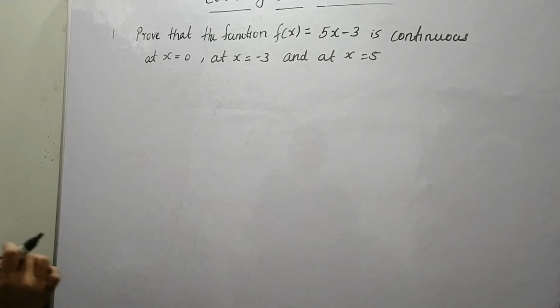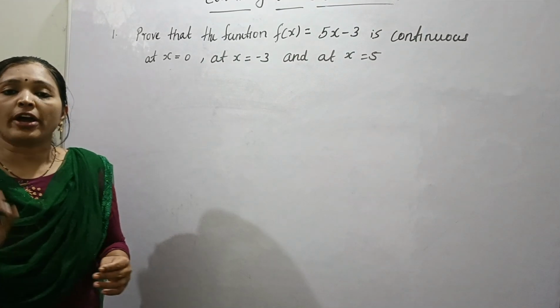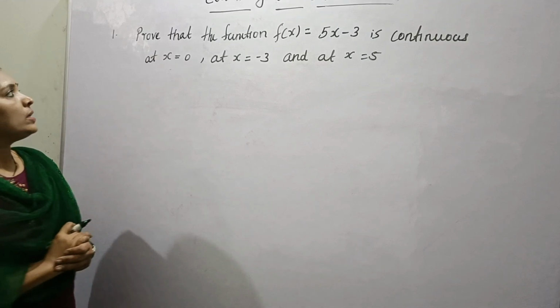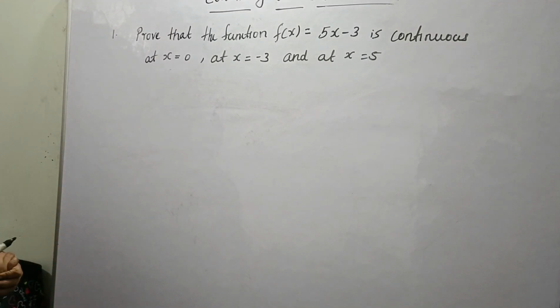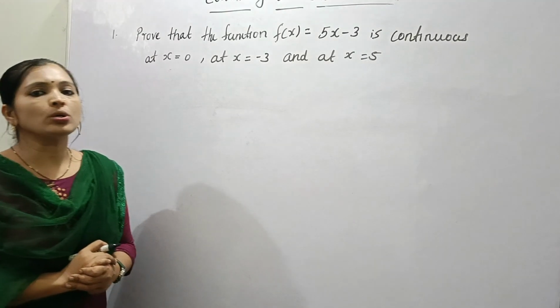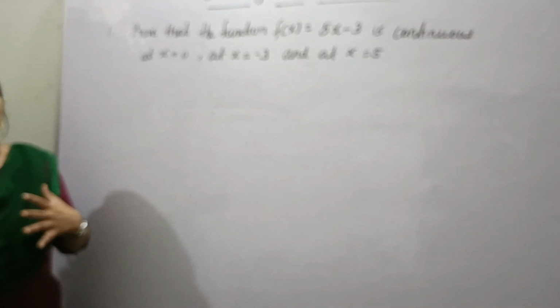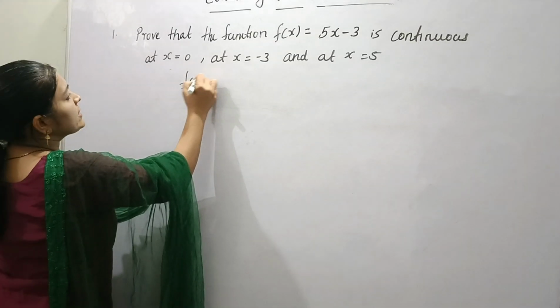We are going through NCERT textbook exercise 5.1 questions. Here, first one, prove that the function f of x is equal to 5x minus 3 is continuous at x is equal to 0, at x is equal to minus 3 and at x is equal to 5. We will prove it one by one. So, according to the continuous function definition, we have to prove limit x tends to 0, f of x equal to f of 0, right? So, first of all, write what is the given function.